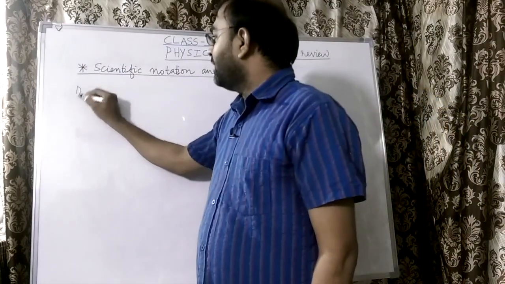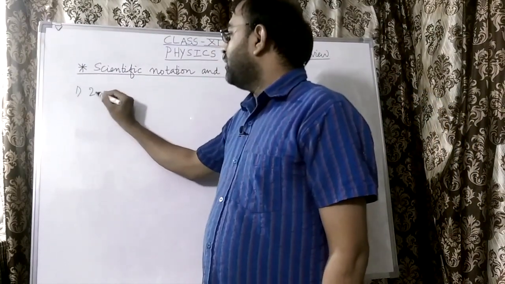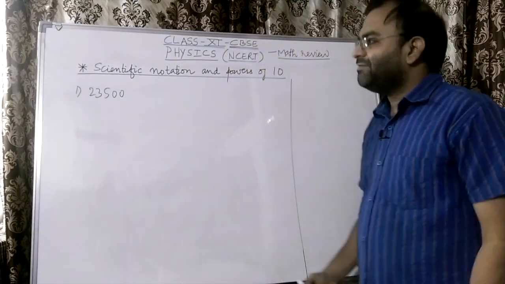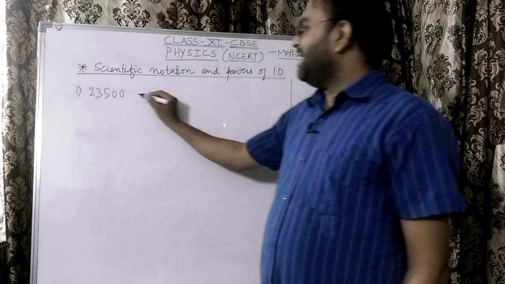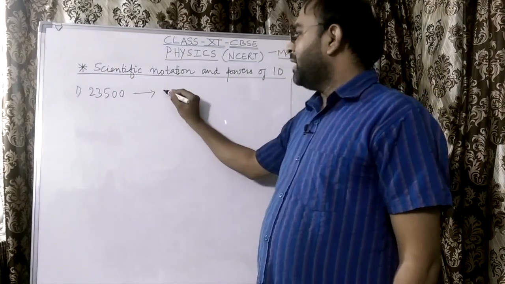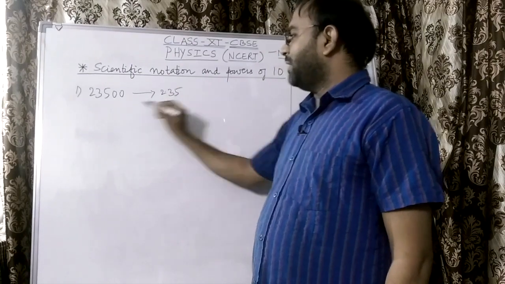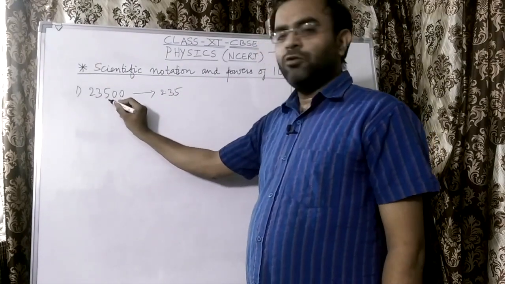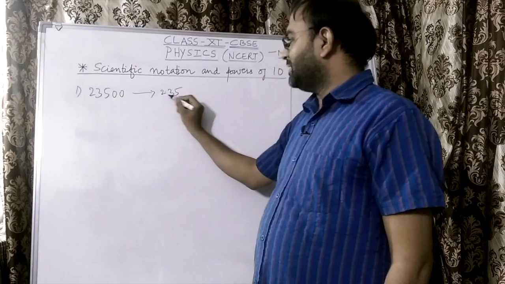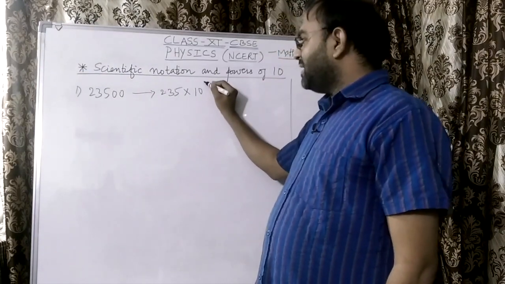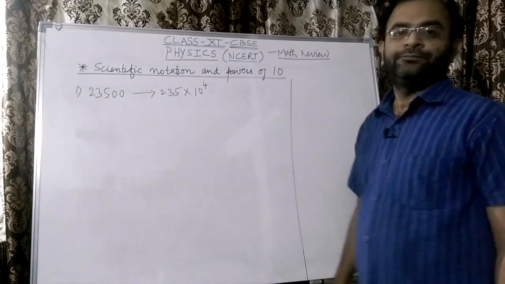For example, I have a number, let's say 23,500. This is not a very scientific way of representing a number. The scientific way of representing this number would be 2.35, because we are taking the three most significant digits here. So the significant digits are 3 here, multiplied by 10 raised to the power 4.